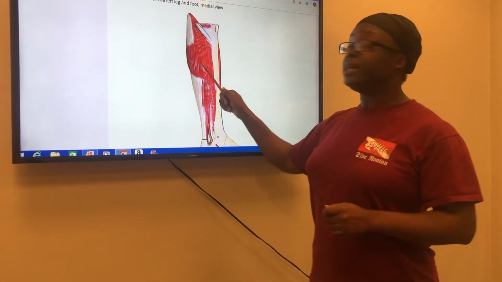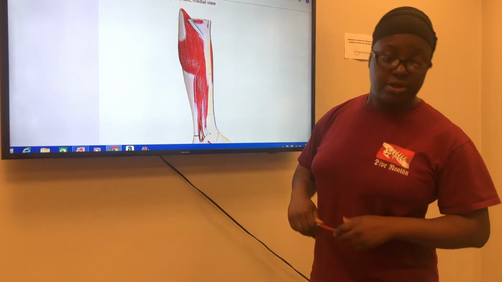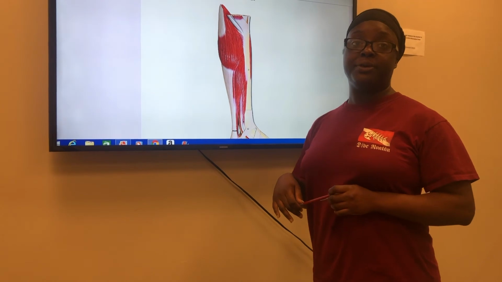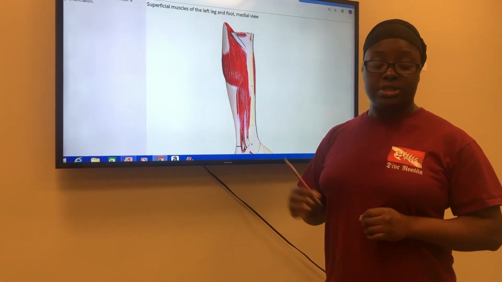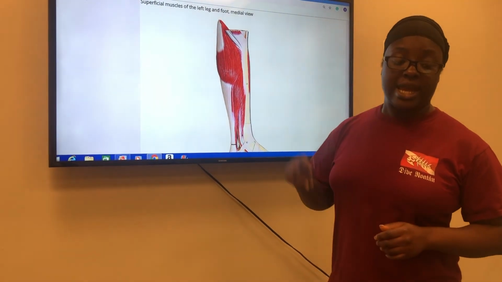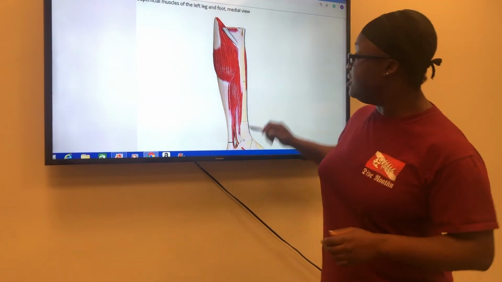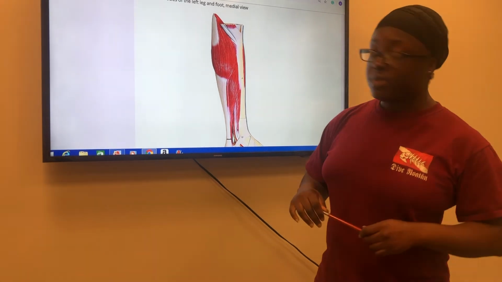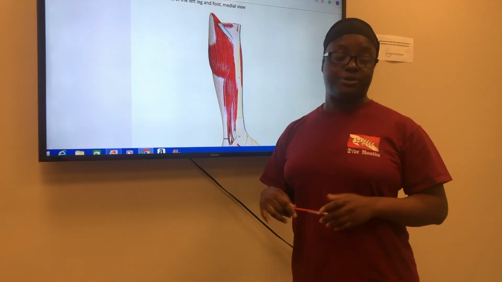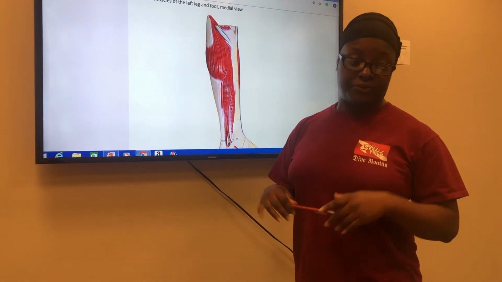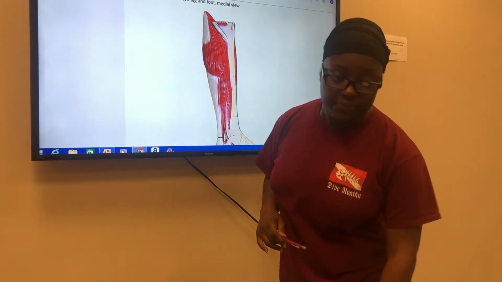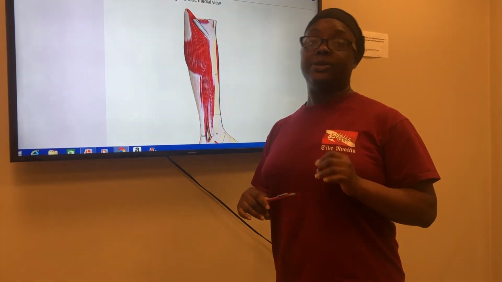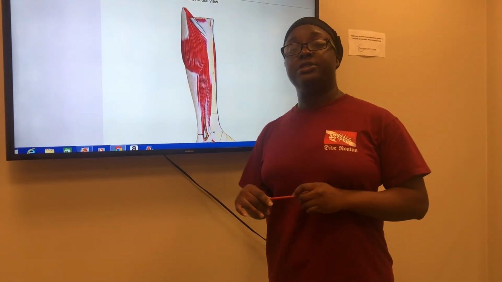The next muscle is the gastrocnemius. The origin is two heads from the medial and lateral condyles of the femur. The insertion is the posterior calcaneus via the calcaneal tendon. The action is plantar flexion of the foot when the knee is extended, and it flexes the knee when the foot is dorsiflexed. And the nerve is the tibial nerve.